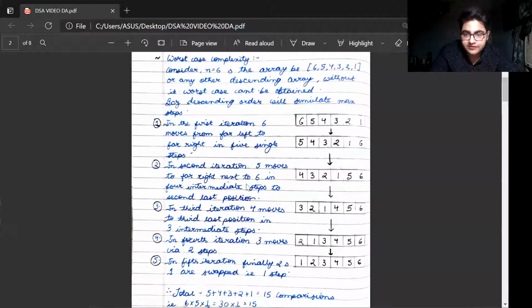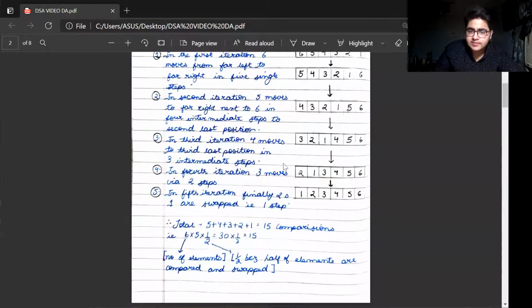Then comes the turn of 5, and 5 moves to the second position from the right in four single steps. Similarly, 4, 3, and 2 move to their respective positions in 3, 2, and 1 steps. And in the end, 2 and 1 are swapped with each other. Thus, the total number of comparisons required is 5 plus 4 plus 3 plus 2 plus 1, that is 15.